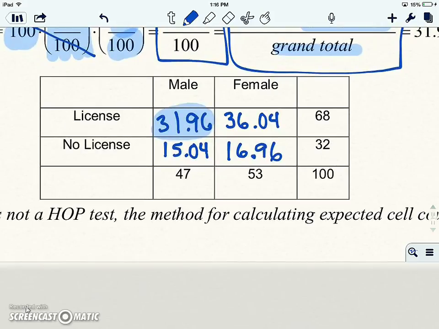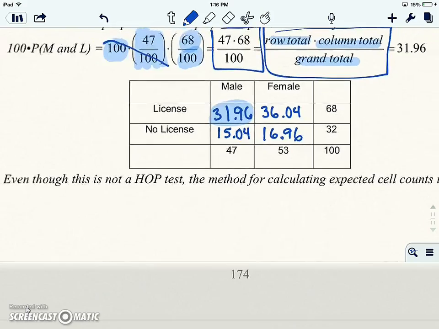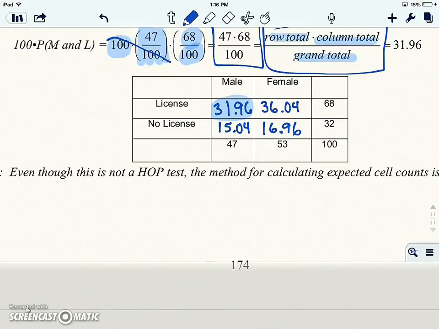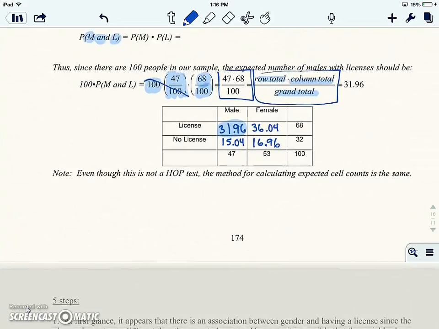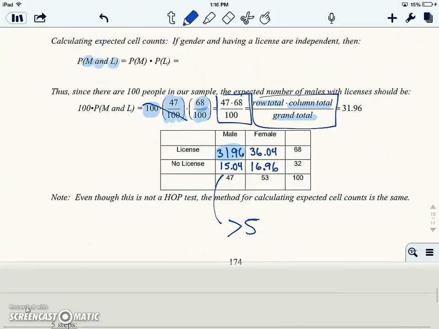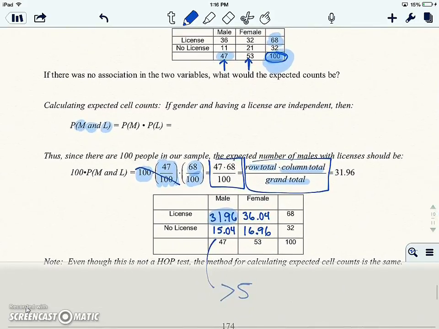These are my expected counts. Notice that even though this is not the HOP test, the method for calculating the cell counts is the same. The one thing we need to look at is, yes, all of these are greater than 5. So when we do our 5 steps, we can answer it. We also want to see, do they match our observed data? And of course, they do not. They never seem to do that.